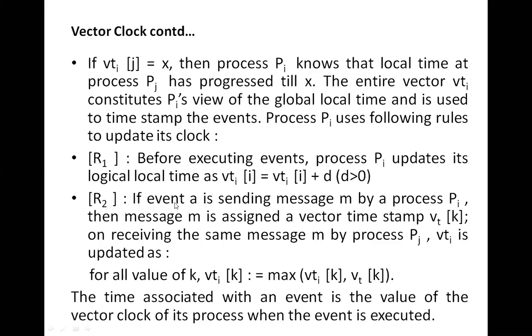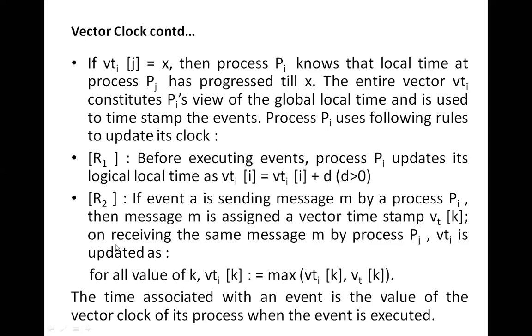And the second rule says that if an event A, any event A which is happening in any process, is sending a message M to another process, then the message M is assigned a vector timestamp, which will be represented by k. That is, k is the local timestamp of the process where the message M has been initiated.